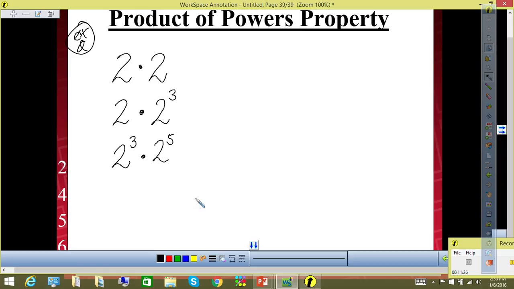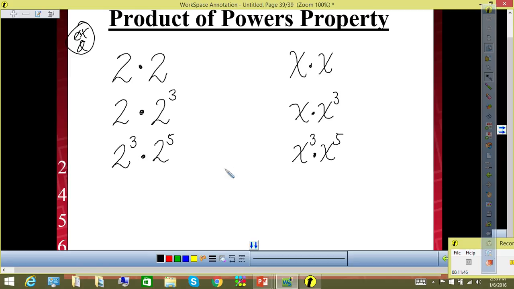But since now we've been working with algebra, now let's do it in algebraic terms. x times x, x times x to the third, and x cubed times x to the fifth. Okay? So, when we started today's lesson, we did the warm-up, and now we know the parts of the exponential expressions, right? So when we start talking with each other with this lesson, I want you to use those terms that we used, base and exponent. You guys remember that, right?